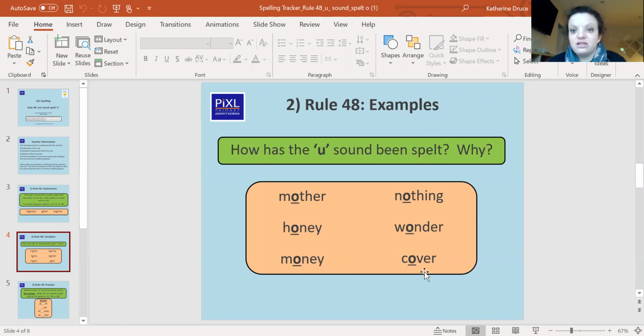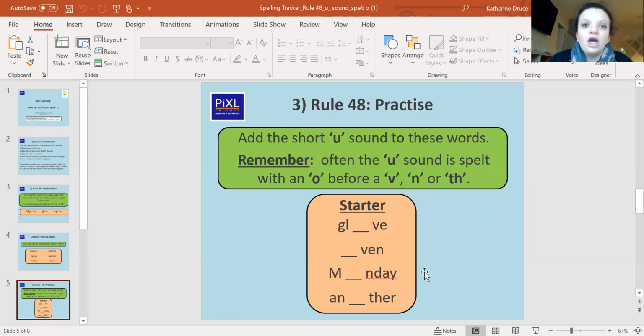So we've got all of those letters go before those sounds. So we know that the sound is before those letters, so we spell it with an O. So that's how you can see how it links today. Add the short sound to these words. Often the U is spelt with an O before a V, an N, or a TH. So look at these letters, look at what it comes before, look at whether it is going to be an O or a U.